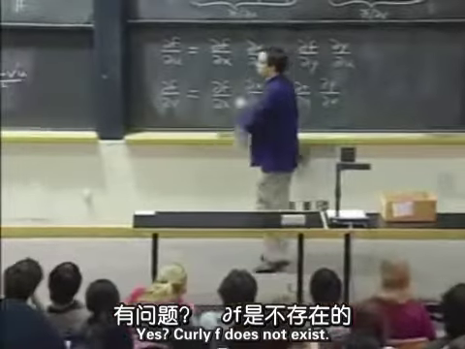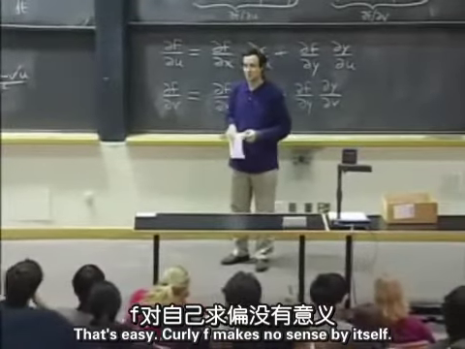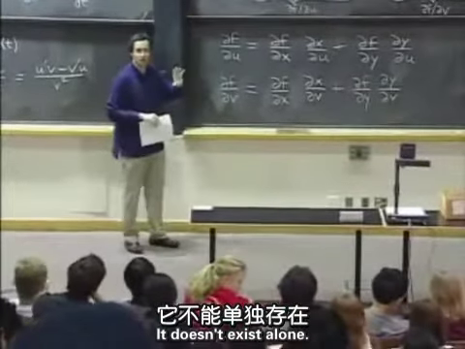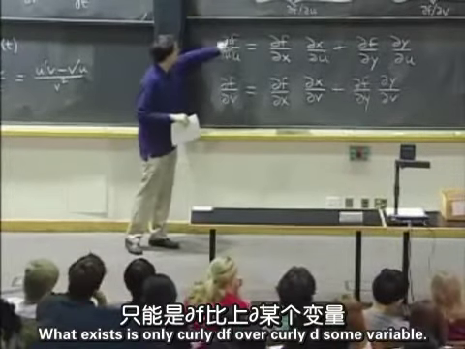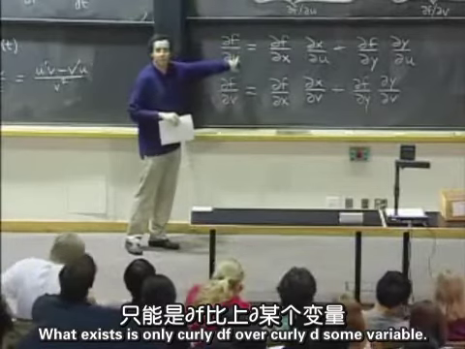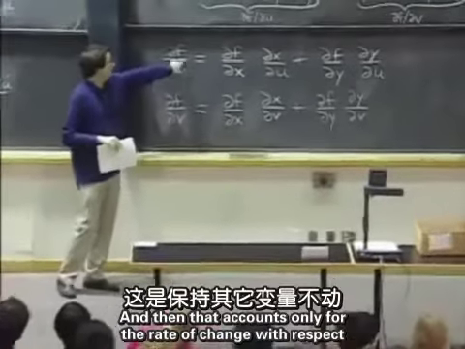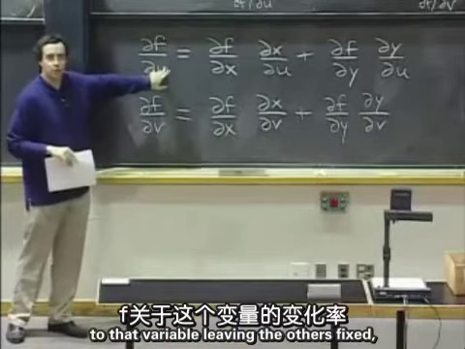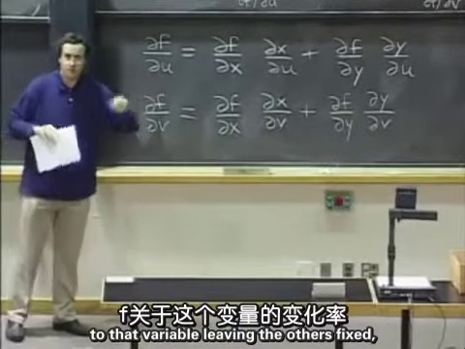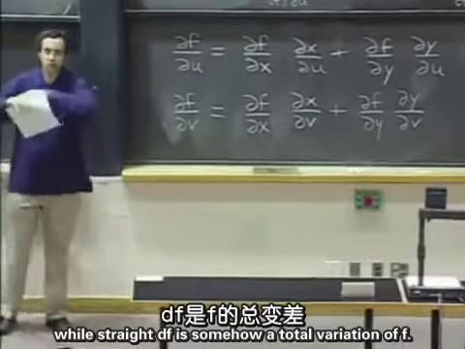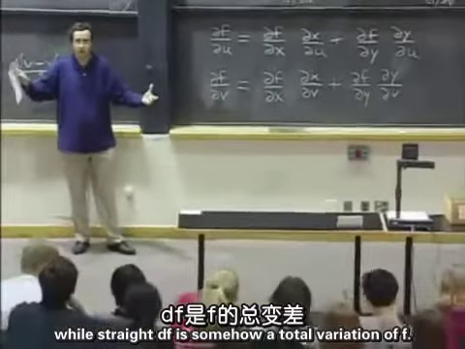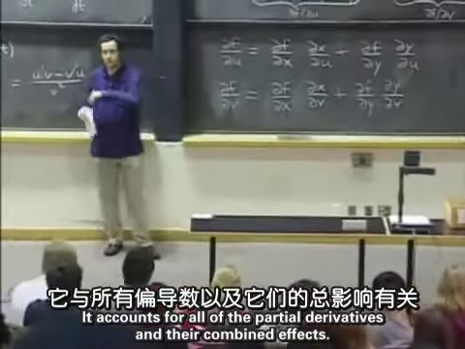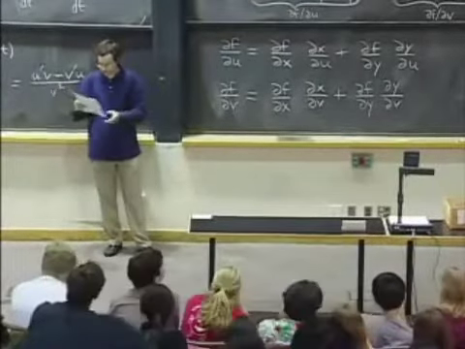So curly f does not exist. That's easy. Okay? Curly f makes no sense by itself, it doesn't exist alone. What exists is only curly d f over curly d some variable. And then that accounts only for the rate of change with respect to that variable, leaving the others fixed. While straight df is somehow a total variation of f, and so it accounts for all of the partial derivatives and their combined effects.